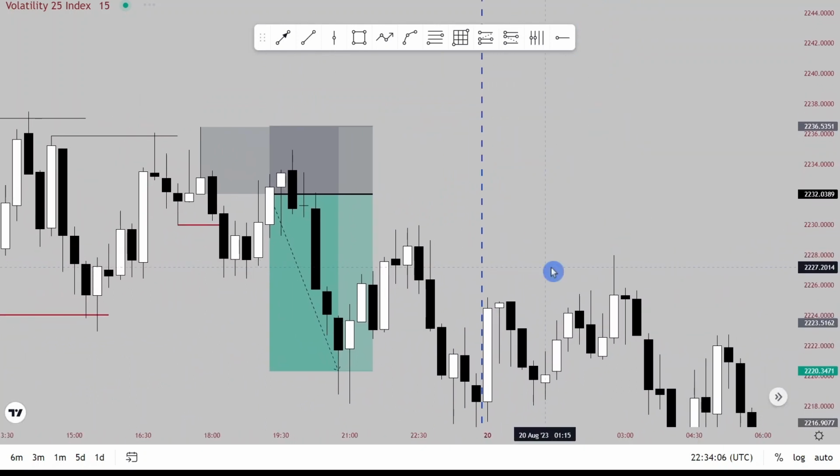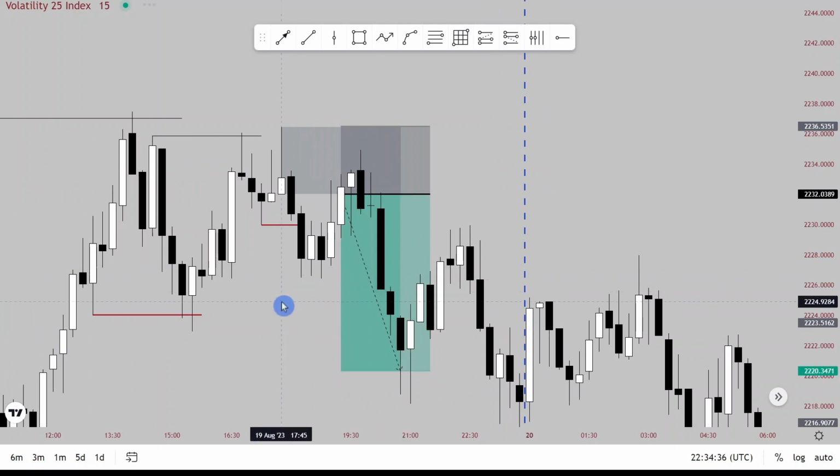Write the instructions down. Make sure you follow them as they are. Don't change time frame. Only use the 15 minutes. For the liquidity marking, the time for the liquidity marking is between 12 to 8. Your target, if you don't want to be greedy and you want to win all the time, just target 1:1. You can also target 1:1.5, 1:2.